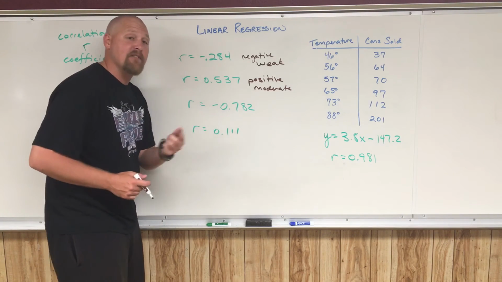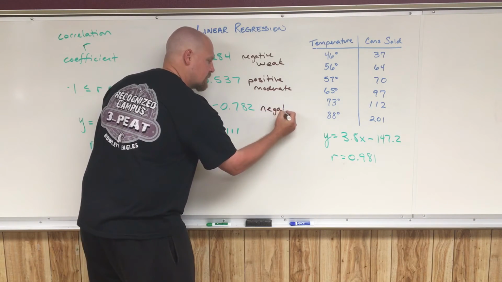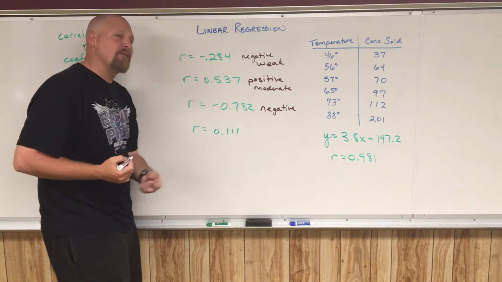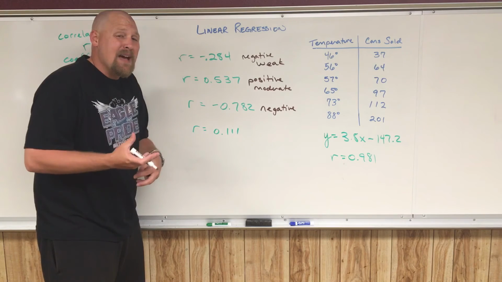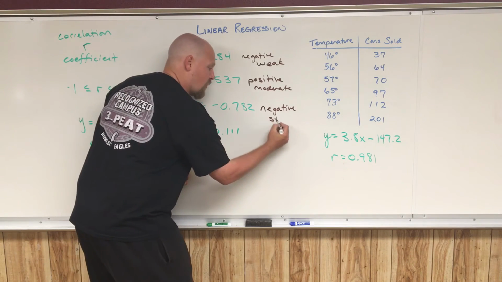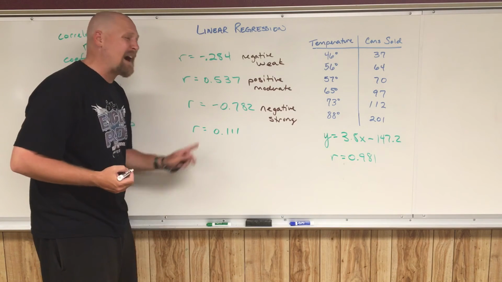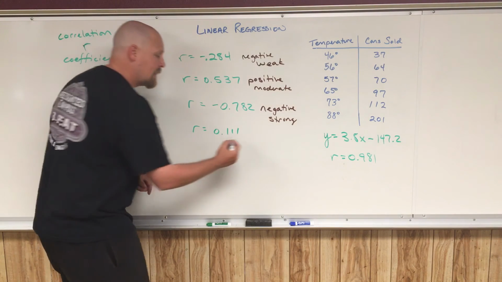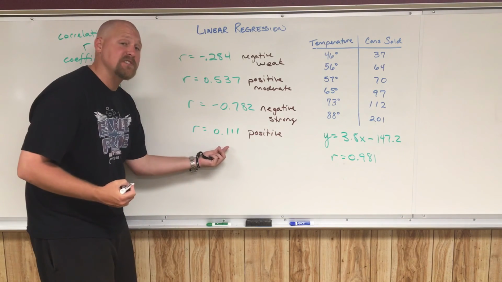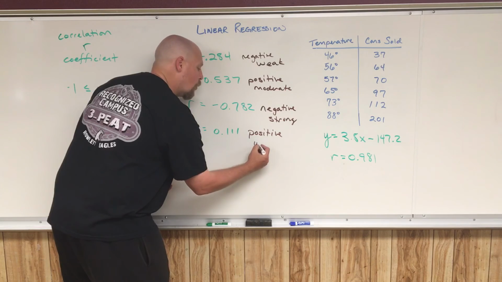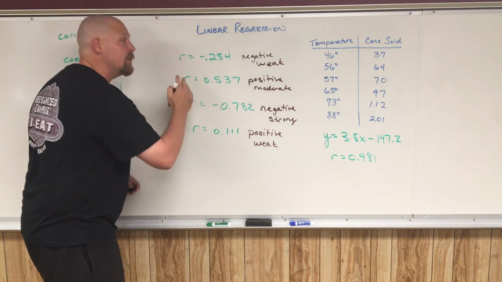Here, negative 0.782. Negative, so this has a negative direction. And 0.782 is getting pretty close to 1, so this one is strong. And positive 0.111. Well, it's positive, but guys, it's almost 0, which means it's weak. Very, very weak. Guys, that is linear regression.